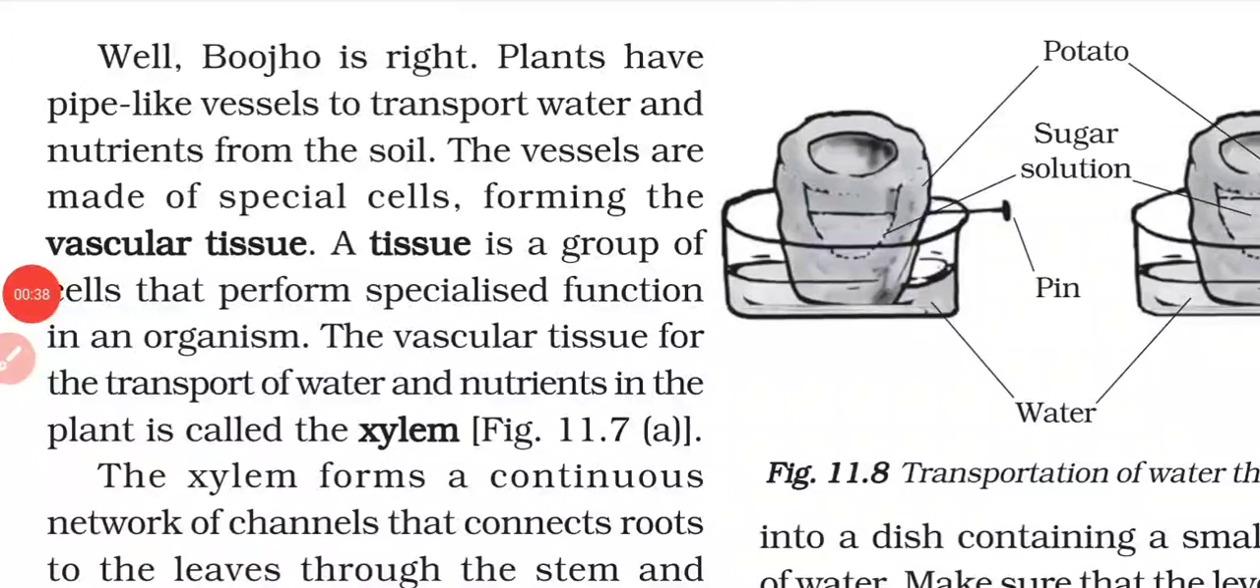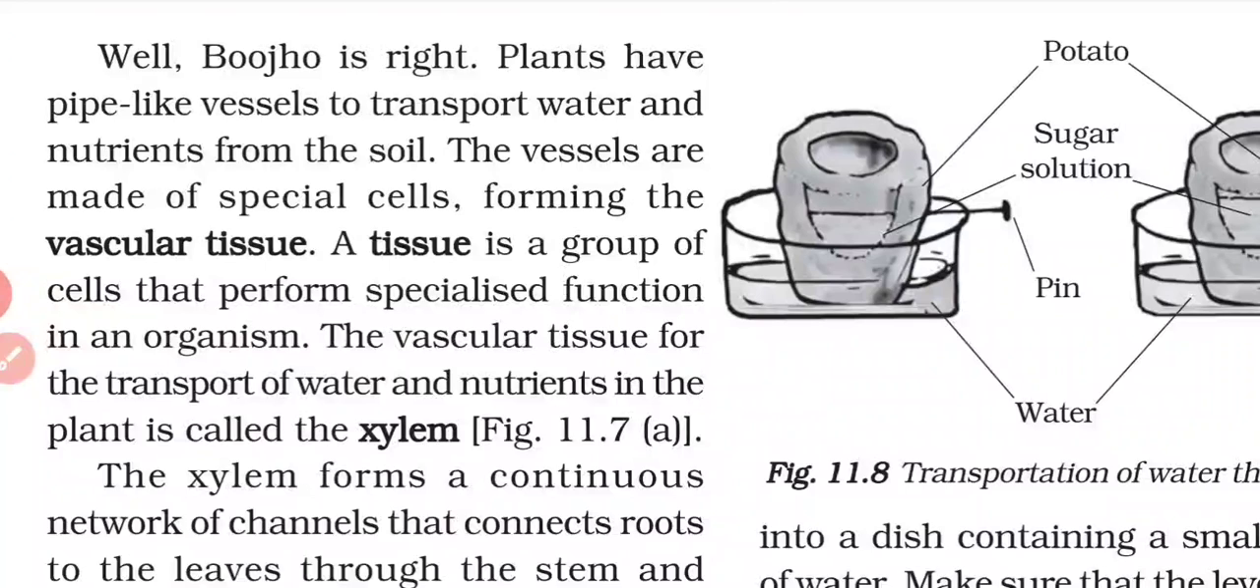And the plant also has pipe-like vessels to transport water and nutrients from the soil. These vessels that transport water and minerals from the soil are known as vascular tissue. A tissue is a group of cells performing a specialized function in an organism. Any group of cells that is performing a similar or specific function in an organism, we call it a tissue.